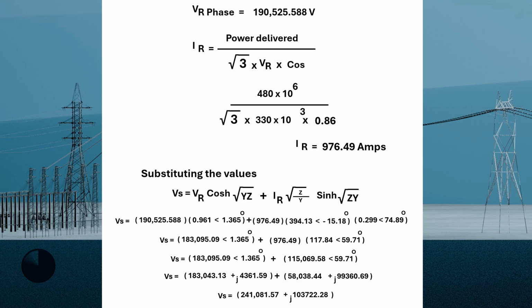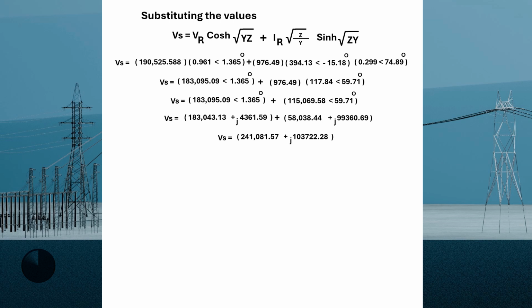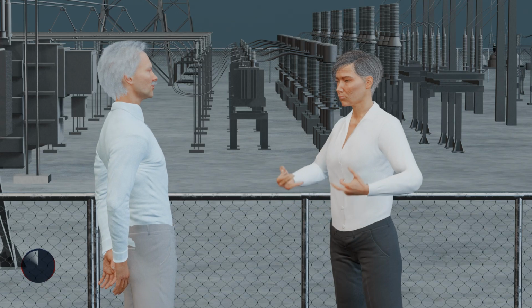When converted here, we will have these here, and when added, our answer will be 241,081.57 plus j 103,722.28 volts. Again, we will need to convert from rectangular form back to polar form. When converted, our answer will be 262,447.394 volts at an angle of 23.279 degrees.